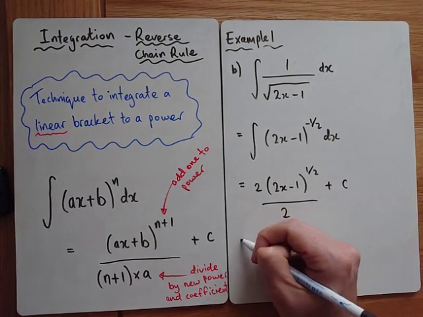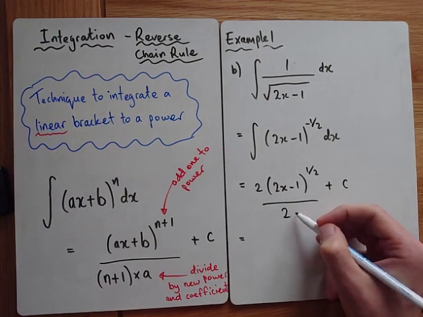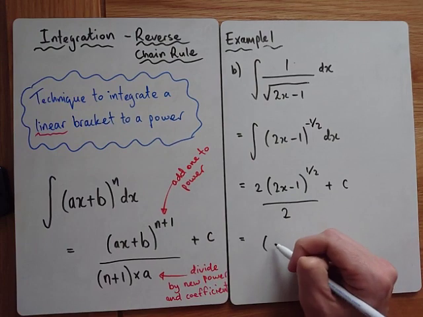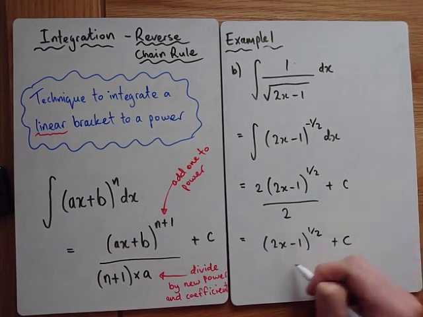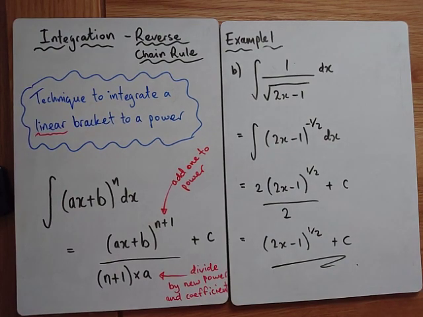2 divided by 2. It would be the same as a half times by 2 on the bottom, which would cancel as well. So you've got 2x minus 1, plus c.